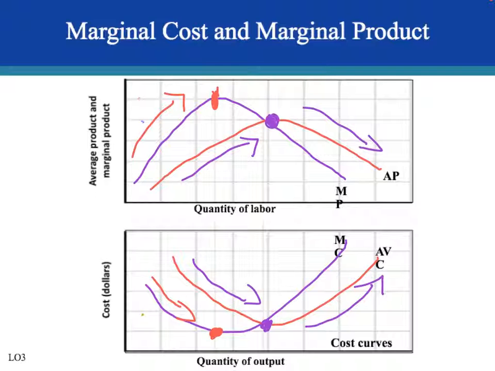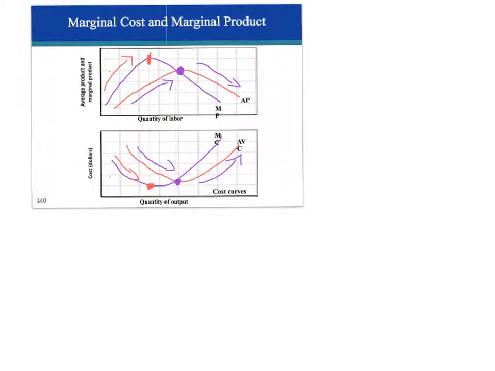Okay, let's look at an example using numbers with marginal cost and marginal product. We're going to use the same numbers that we used in the table a couple slides back. Let's say that each worker is hired for $100. The first worker produces 10 units. So marginal product will be the change in total product, which is 10, divided by the change in labor, which is one worker, so it's 10.